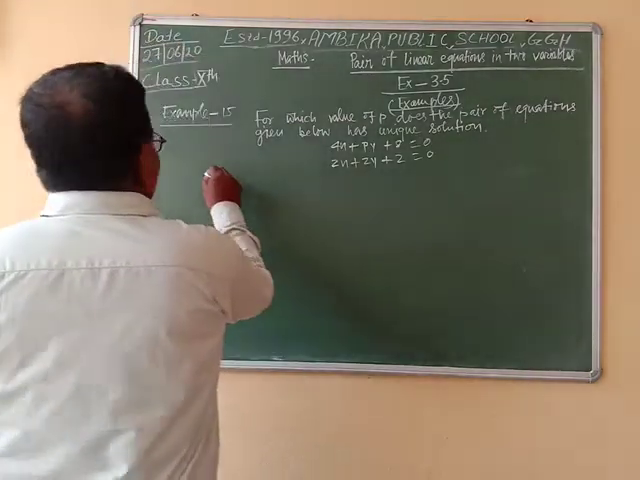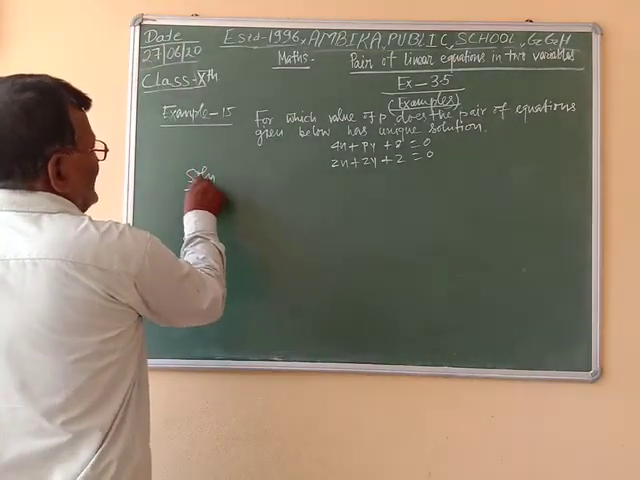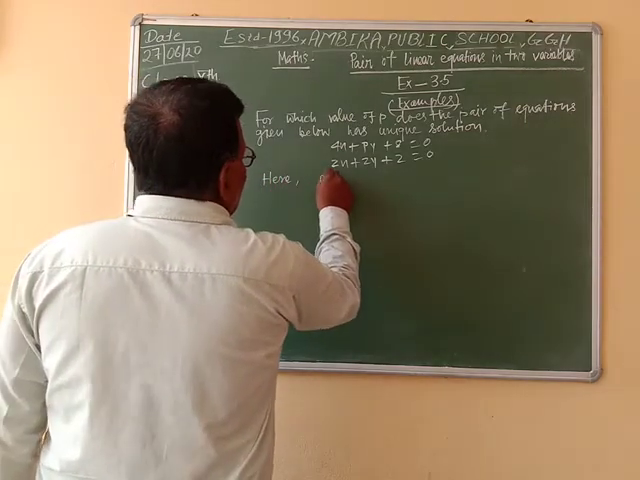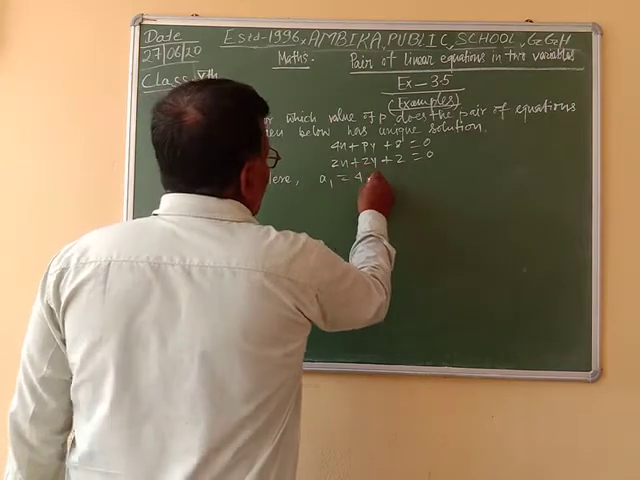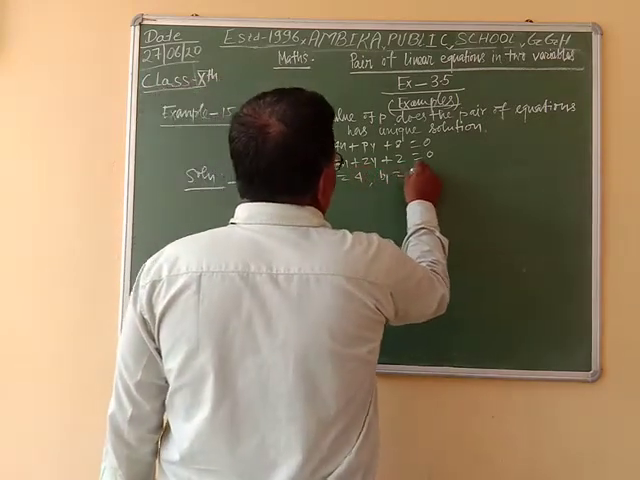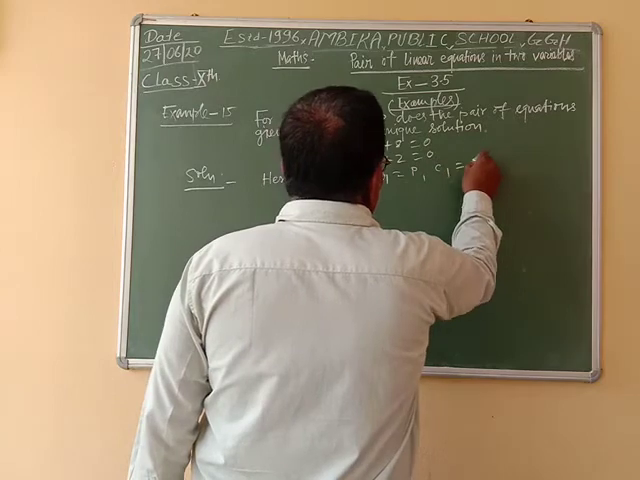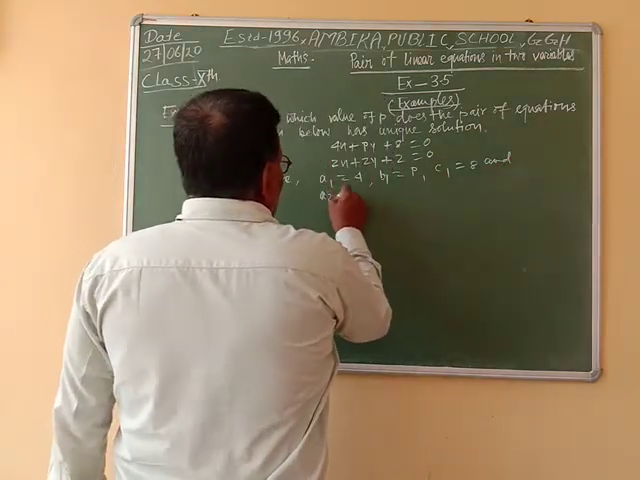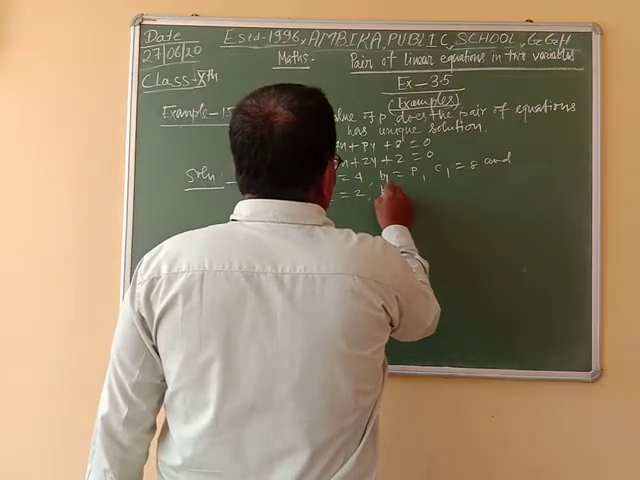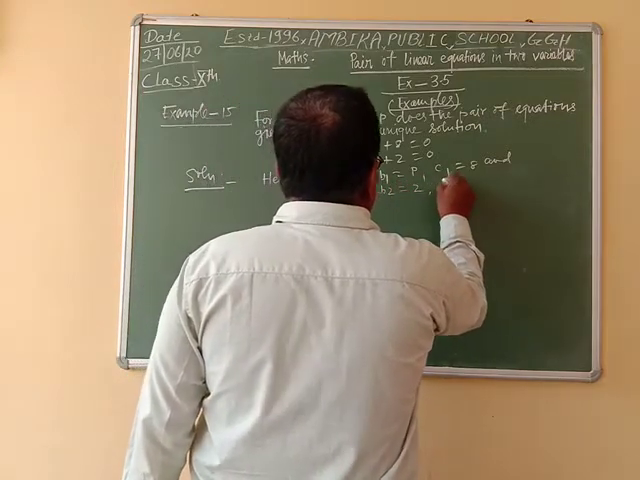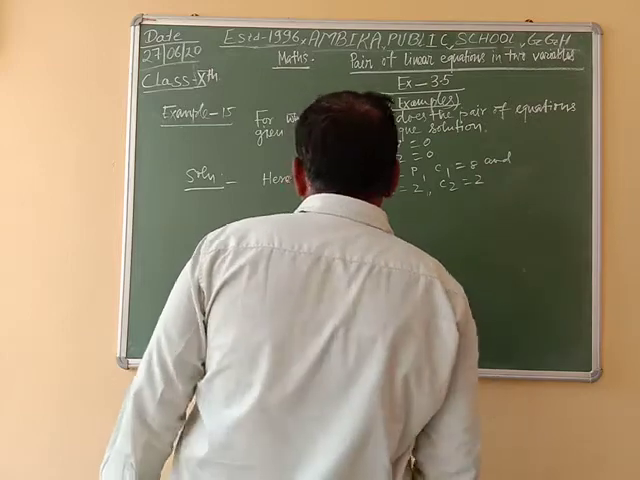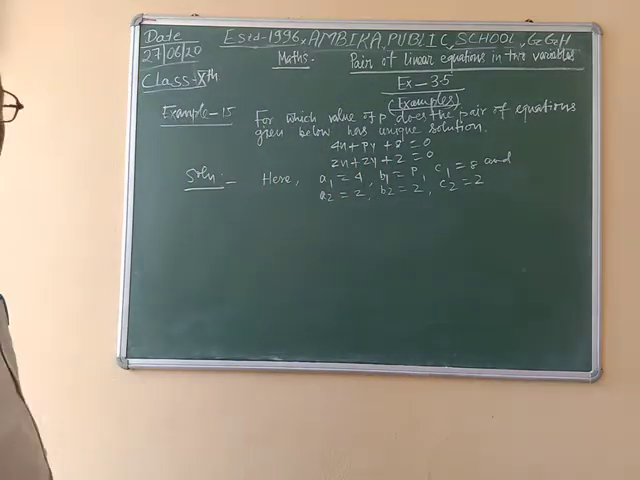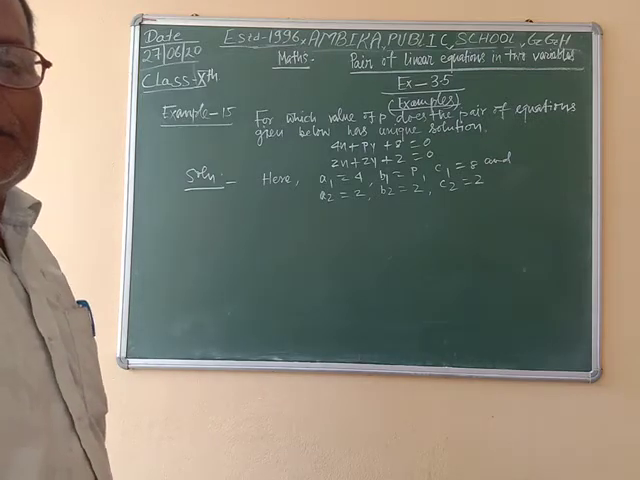Here a1 is equal to 4, b1 is equal to p, c1 is equal to 8 and a2 is equal to 2, b2 is equal to 2, c2 is equal to 2. Now we find the ratio of a1, a2, b1, b2 and c1, c2.